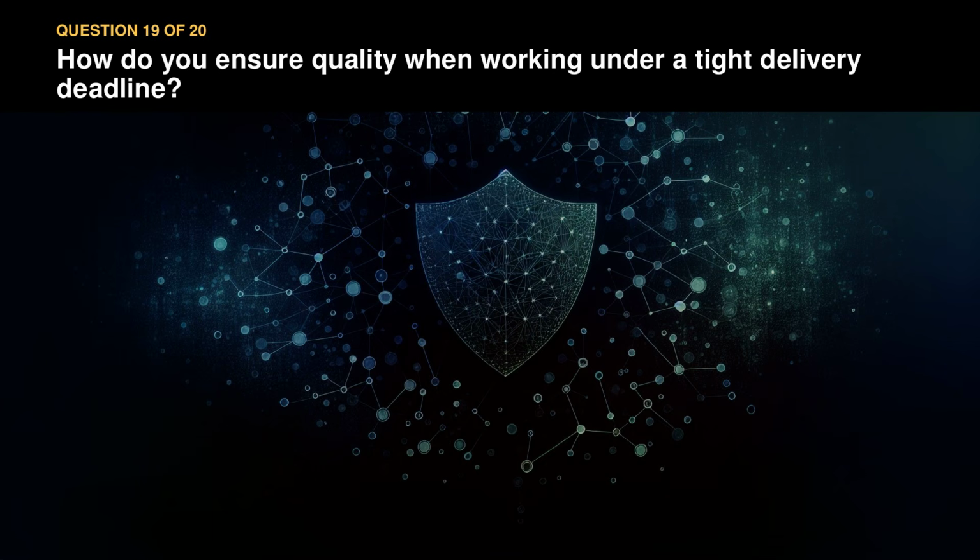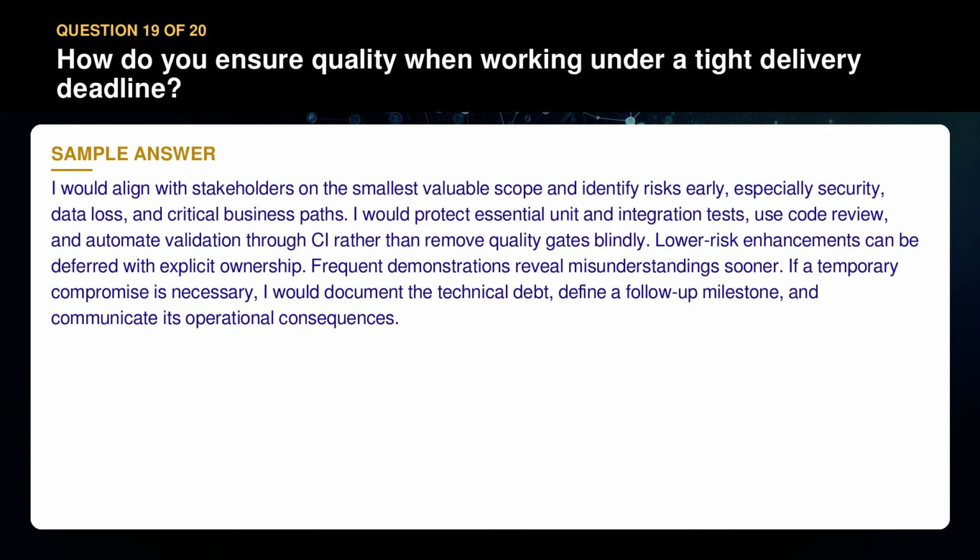Question 19. How do you ensure quality when working under a tight delivery deadline? I would align with stakeholders on the smallest valuable scope and identify risks early, especially security, data loss, and critical business paths. I would protect essential unit and integration tests, use code review, and automate validation through CI rather than remove quality gates blindly. Lower risk enhancements can be deferred with explicit ownership. Frequent demonstrations reveal misunderstandings sooner.